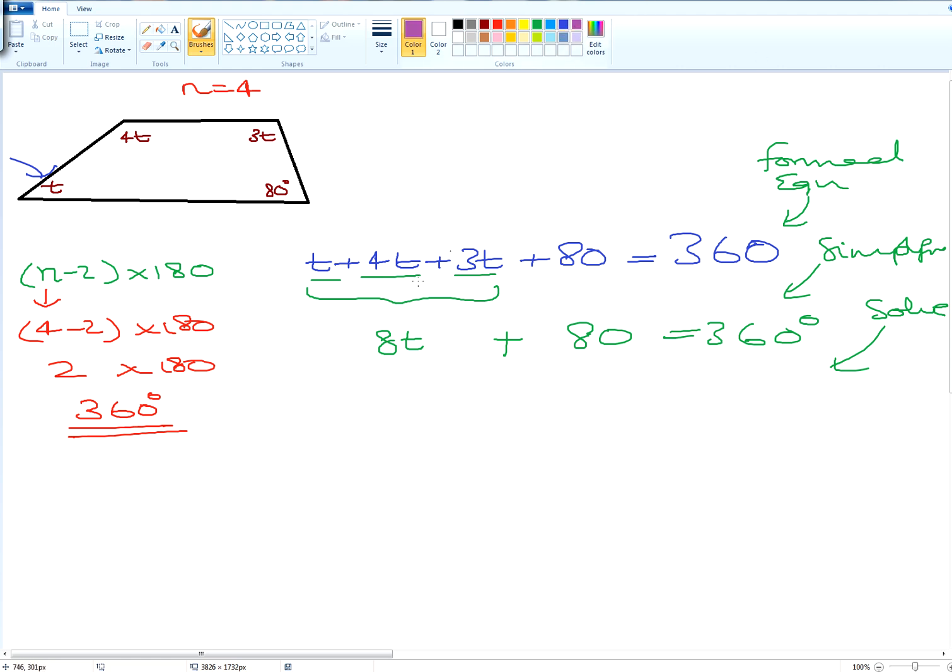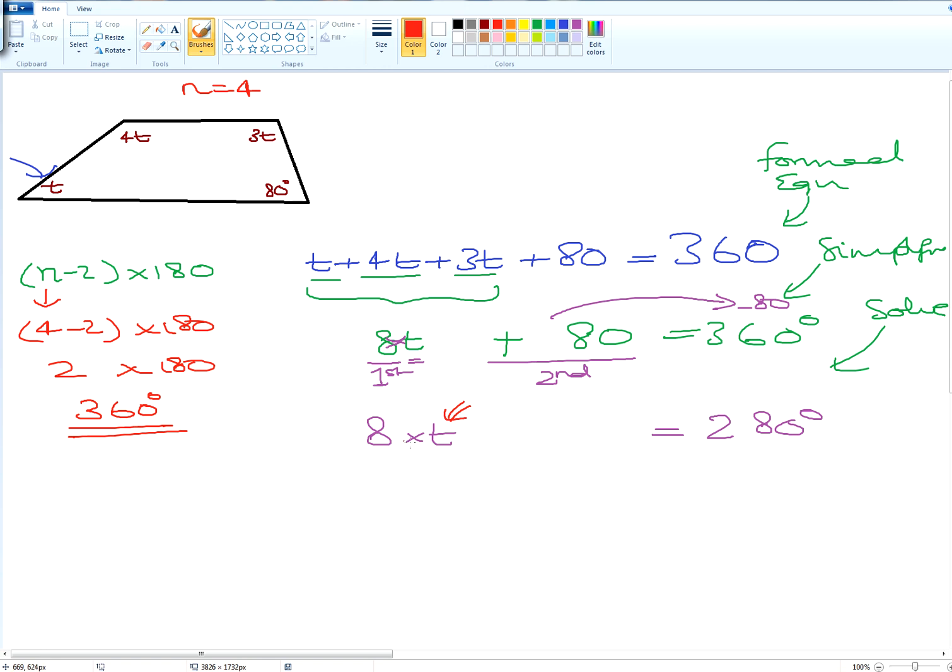I want to work out the value of T. It's been timed by 8, this is called my first action, and then it's been added by 80, my second action. Which action do we move first? You always move the last action first when you're solving equations. We label it first, second, then we can identify it. So the opposite of add 80 is minus 80. So 8 times by T is equal to 360 take away 80, which is equal to 280.